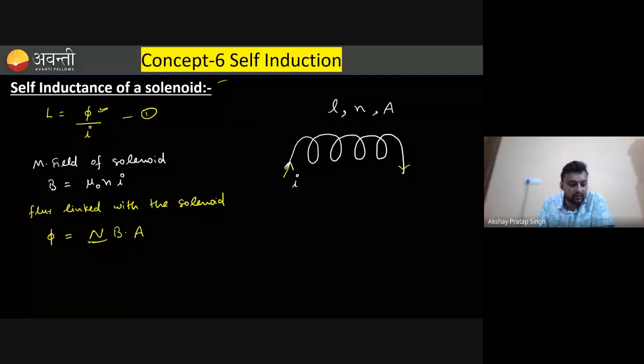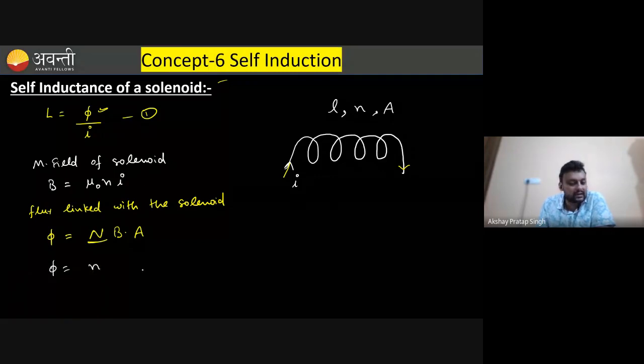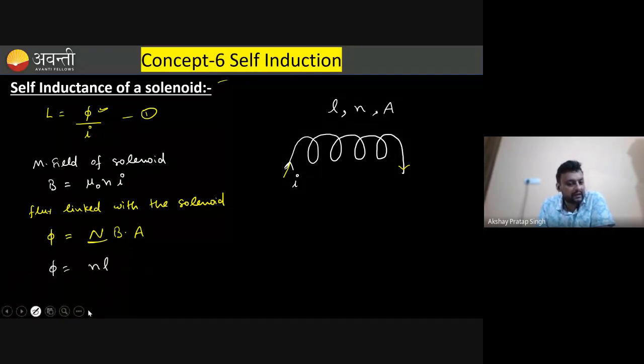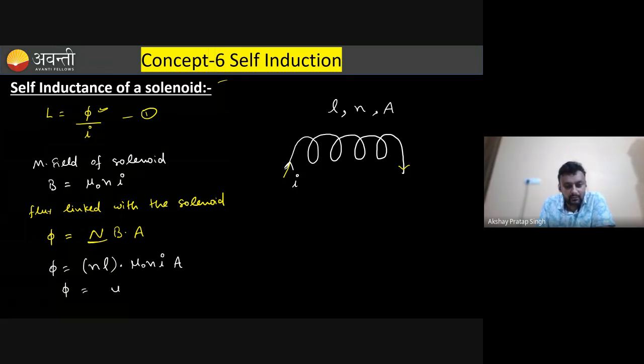And what are the total number of turns? You can say phi is equal to n, the turns per unit length, and what is the length of the solenoid? L. This is the total number of turns. Magnetic field is what? Mu naught n I. Area of cross section is A. So this is your total flux. You can write it as mu naught n square A L I. Is it clear?